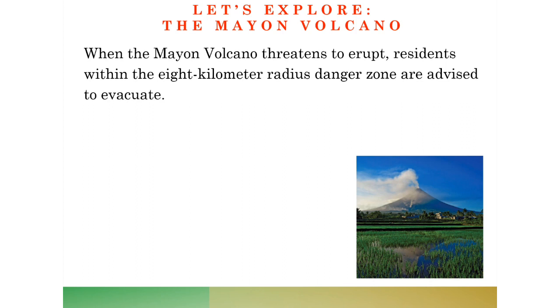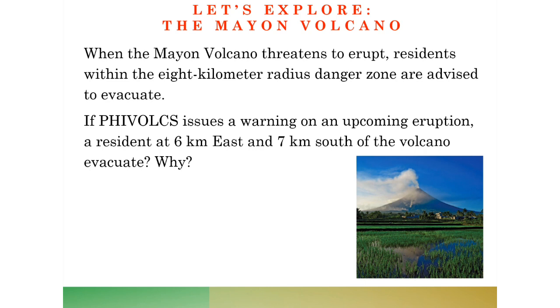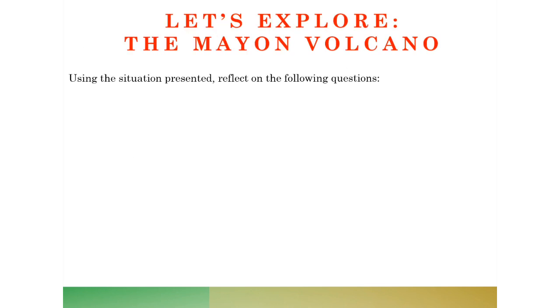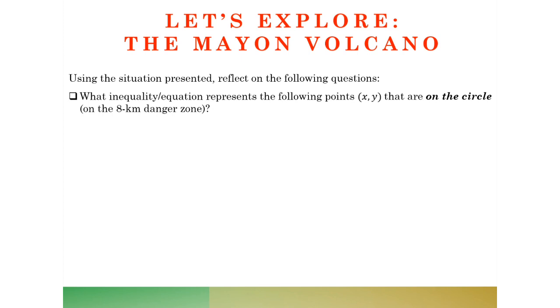This is something that is mentioned in the news where people around that kind of radius should evacuate. And now, if TVOX issues this warning about the upcoming eruption, if you're a resident at 6 kilometers east and 7 kilometers south of the volcano, should you evacuate and why? So, for you to know the answer in here, it is important that you understand the concept of circles. So, we'll be working on questions as if it's three different situations. What if it is on the circle, it is inside the circle, and outside the circle?